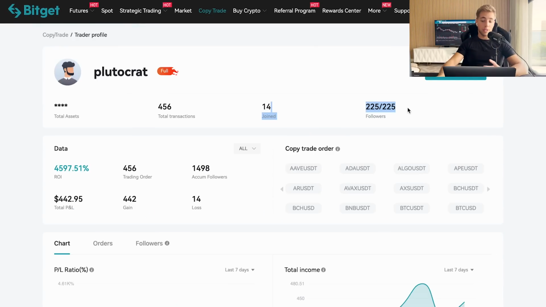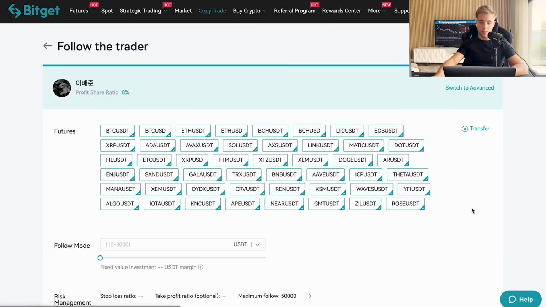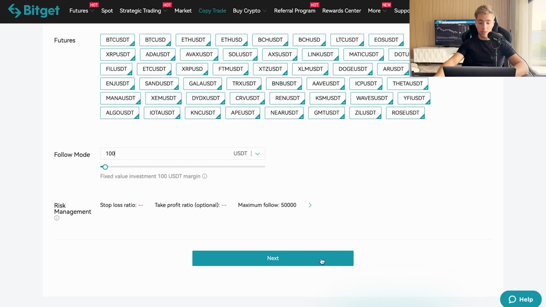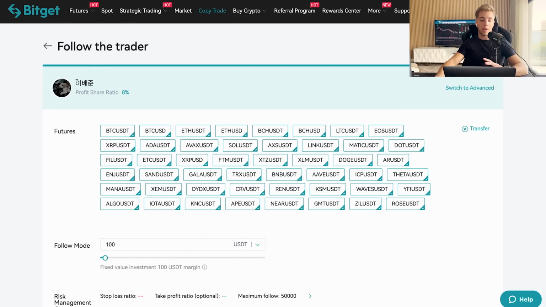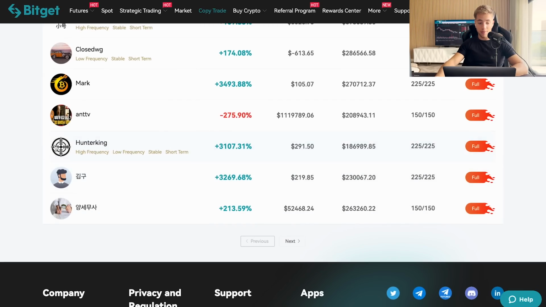This is very important. For example, this one is already 425 out of 225. For example, this trader is still possible to follow. Like you can see, you can do some follow mode, let's say 100 USDT, and do next. I'm not gonna do it now because I didn't check the trader, but make sure to check the trader before you follow him. This is very, very important.